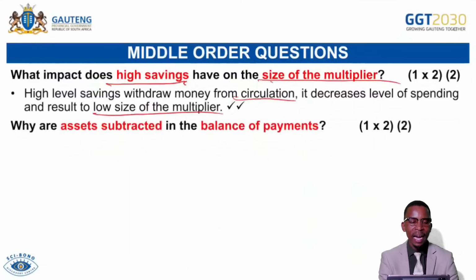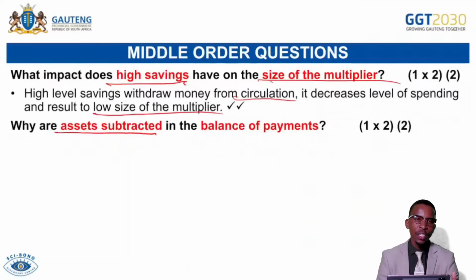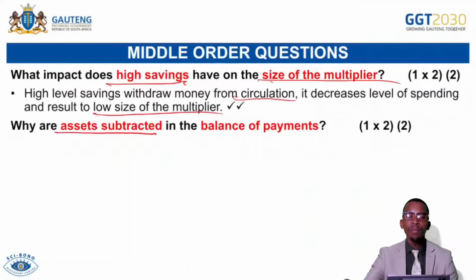Why are assets subtracted in the balance of payments? Now you know, if we talk about assets, you must go back to check what it is that we call assets in the BOP. Remember, on our capital transfer account, on our financial account, on our other investments, any inflow of investments, or the inflow of maybe the capital transfer is regarded as a liability, but it will be added because it's an inflow.